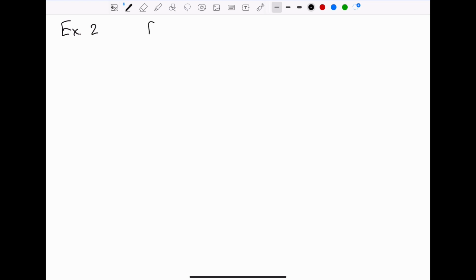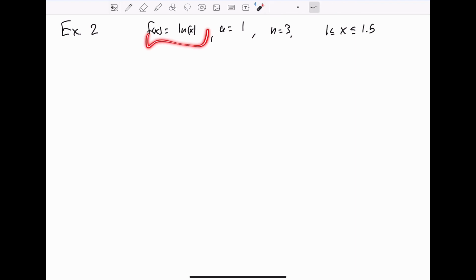So we've got our function f of x, which is the natural log of x. Let's write down where we're centering. We're centering at a equals 1. And we want to use a degree 3 Taylor polynomial, and we're focusing on the interval from 1 to 1.5. So we're really only interested in approximating this function over this particular interval. Let's first do part A, which is finding the third degree Taylor polynomial for the function.